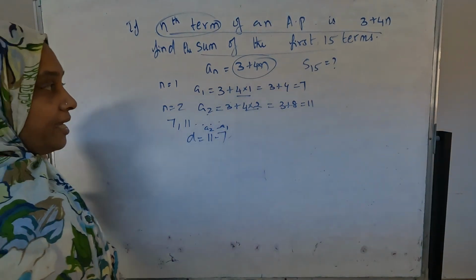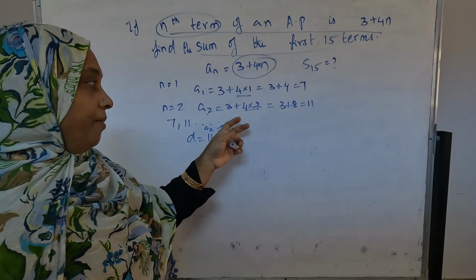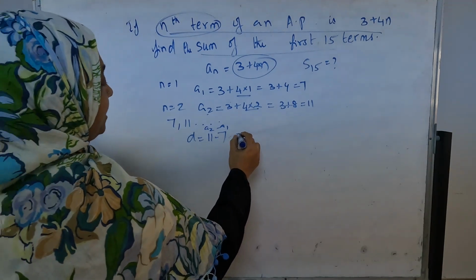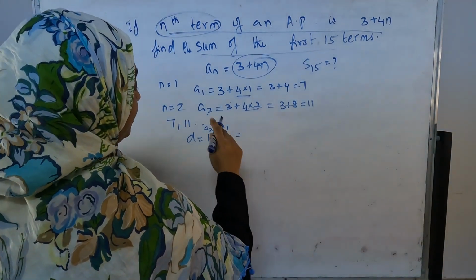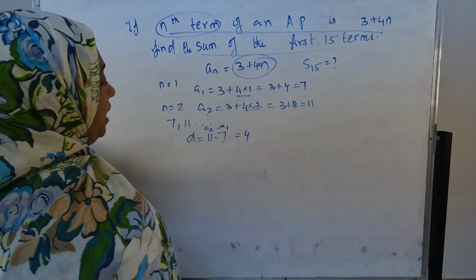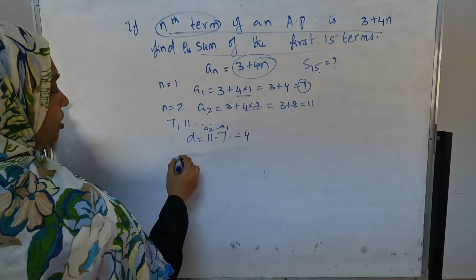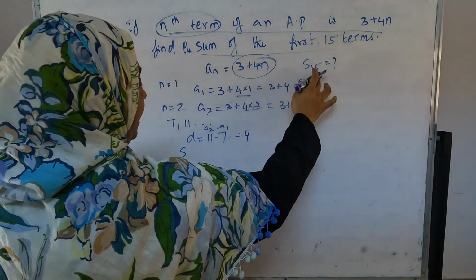Suppose our calculations go wrong, that is the time our formulas help us to get marks. So A2 minus A1 is what? 11 minus 7 is 4. D is 4. A is with us. The sum we will find. So yes, 15 terms, they are asking 15 only.